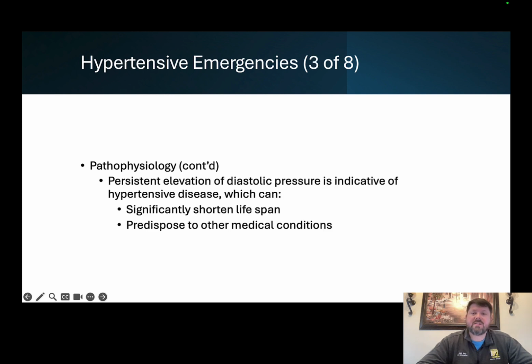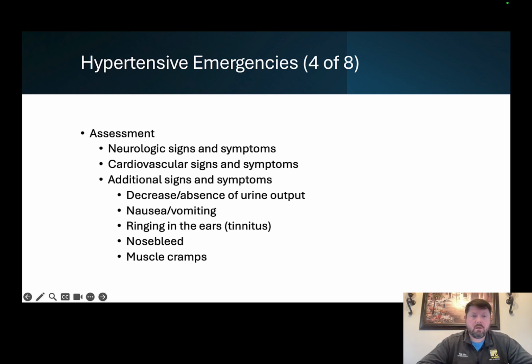Persistent elevation in diastolic pressure is indicative of hypertensive disease, which can significantly shorten a lifespan and predispose a person to other medical conditions including renal damage, stroke, and heart failure. Hypertensive emergencies require rapid lowering of blood pressure to prevent or limit organ damage, and may cause acute renal failure, AMI, stroke, or death within a few hours if left untreated. Hypertensive emergencies often develop rapidly.